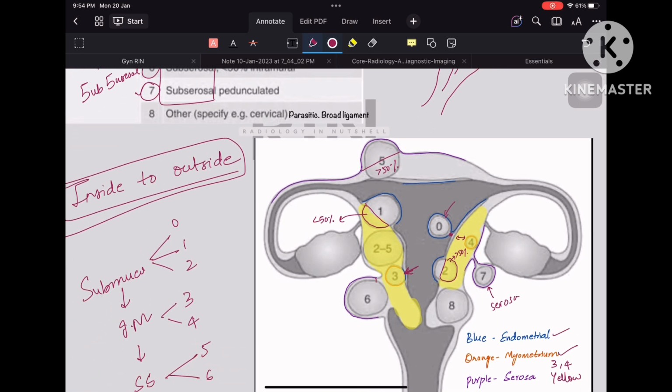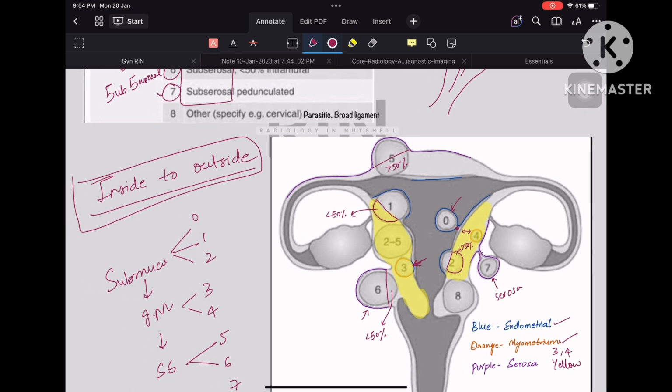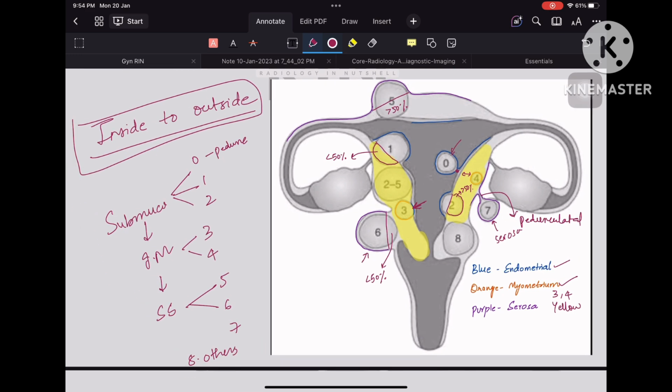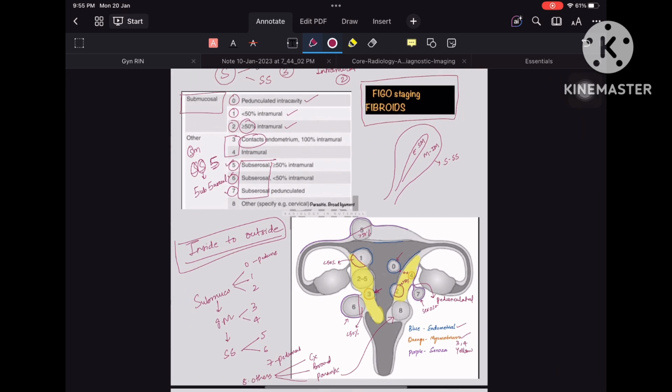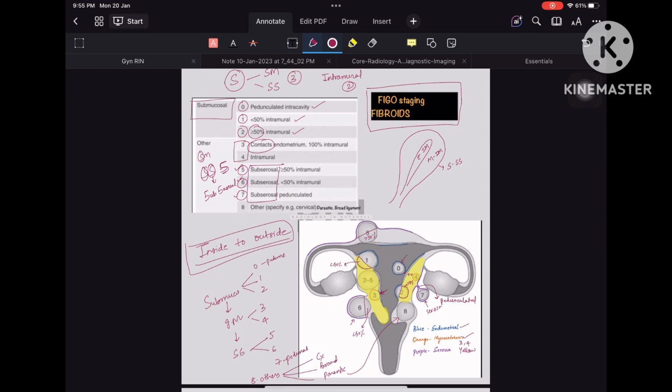The 7th number will be much away from the myometrium. So the 5th one is more than 50% within the myometrium, whereas the 6th one has only less than 50% within the myometrium, and the 7th one has a peduncle like the 0 one. So it is a pedunculated subserosal. So start with peduncle at 0, end with peduncle at 7. And the 8th one are cervical fibroids, parasitic fibroids, and broad ligament fibroids. So this is how the FIGO staging of fibroids is described. Hope you will remember by the end of this video. Thank you.